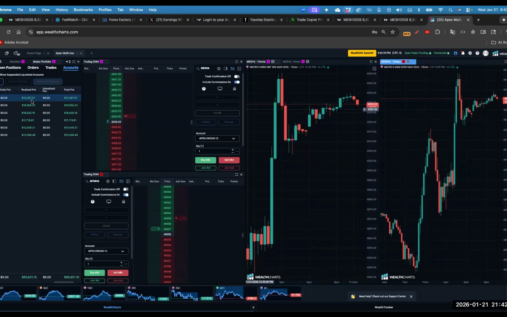Do you do this for every funded account, or do you do it one time? Every one of them. So if you open up a new account, you have to repeat it all over again, right?